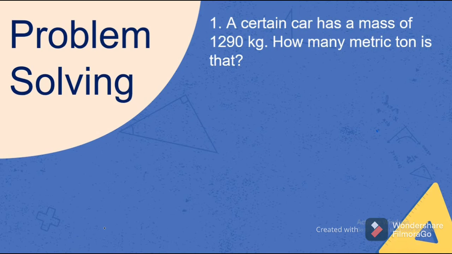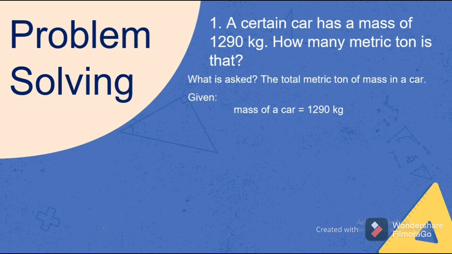Let's try problem solving. A certain car has a mass of 1,290 kilograms. How many metric tons is that? First is what is asked: the total metric tons of mass in a car. Second is to write the given. Mass of a car is equal to 1,290 kilograms. Next is identify the conversion factor. So we have 1 metric ton is equal to 1,000 kilograms.